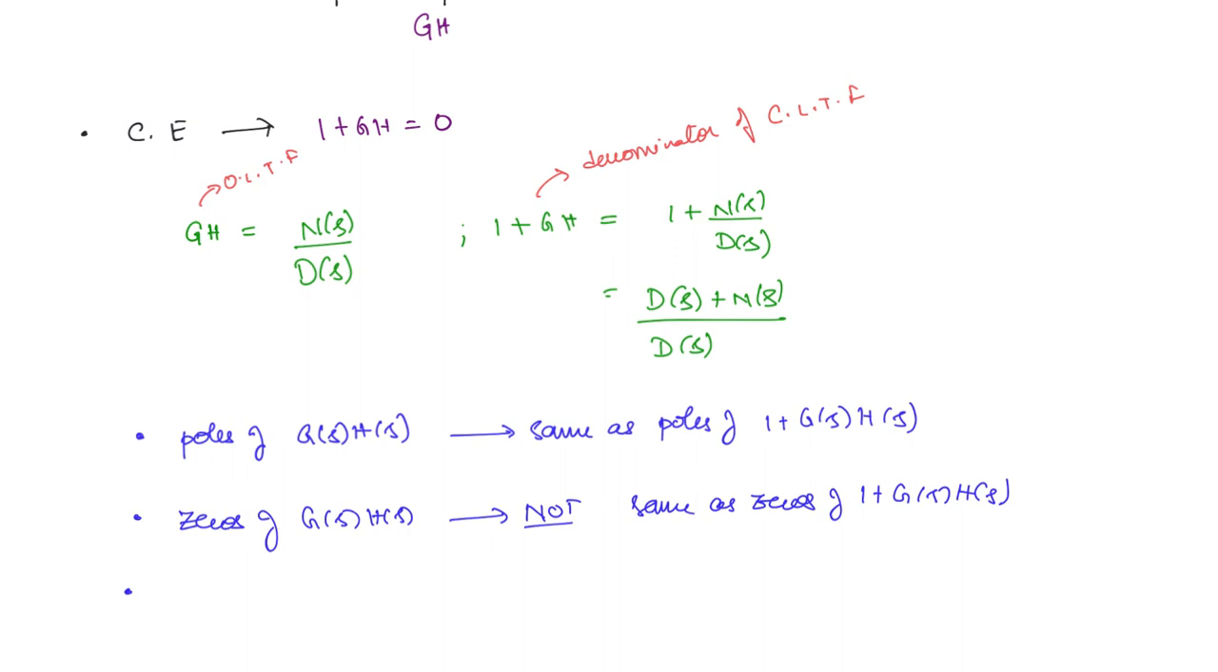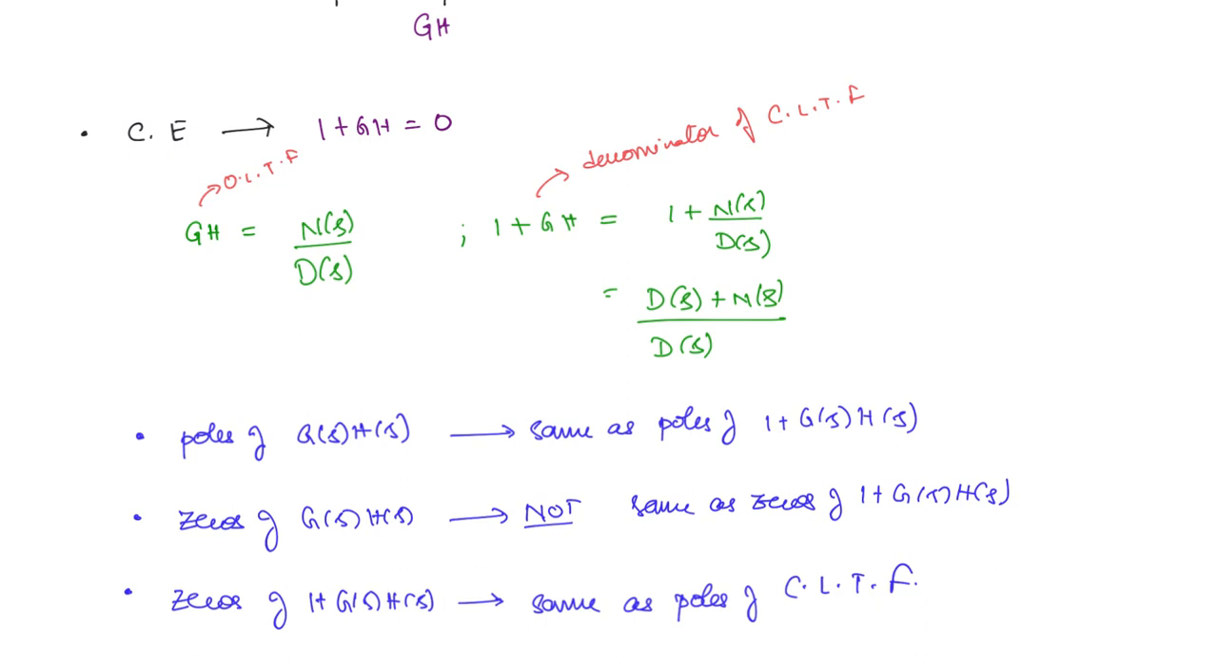Okay. So if you equate the zeros of 1 plus GH, that means the zeros of this numerator, if you equate it to 0, whatever roots you are getting, those are the poles of the closed loop transfer function, right? So that is one important observation. The zeros of 1 plus G(s)H(s) are the same as the poles of the closed loop transfer function.